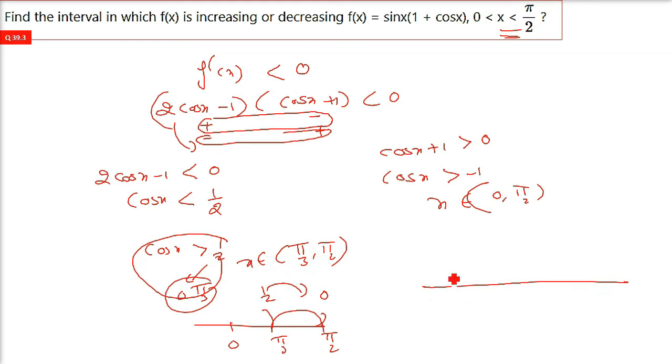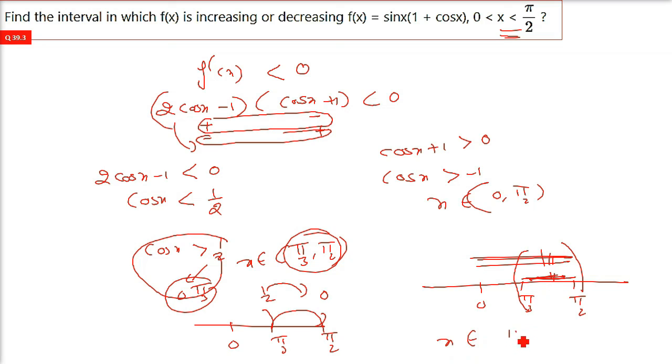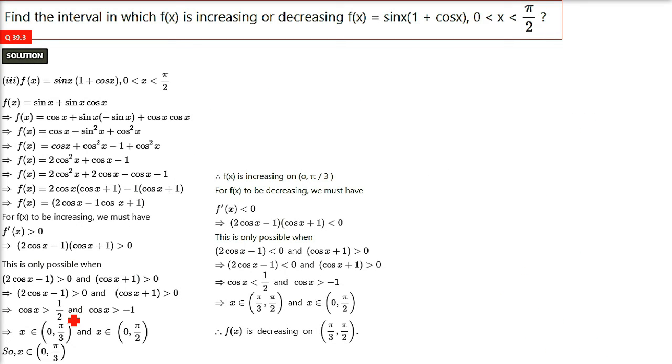And what about here? Again number line. So we are talking about 0, pi by 3, pi by 2. The first solution is pi by 3 to pi by 2. Second solution is what? 0 to pi by 2. And what is the common one? Which is pi by 3 to pi by 2. So x belongs to pi by 3 to pi by 2, where this function is decreasing. First one was x belongs to 0 to pi by 3, and the second part we got this one. So this is the solution and this is the reference you can follow to solve it.